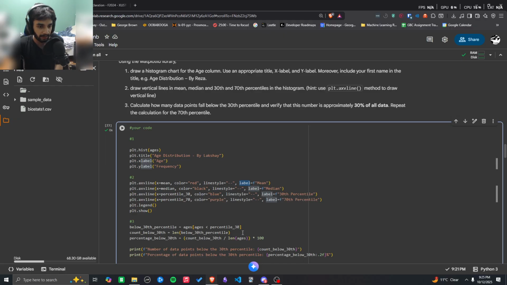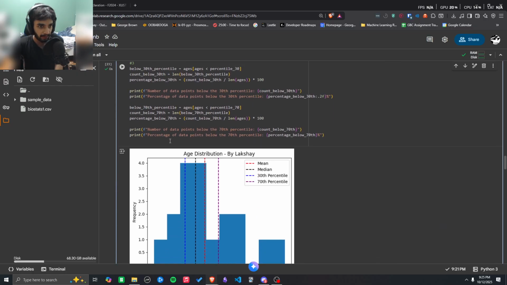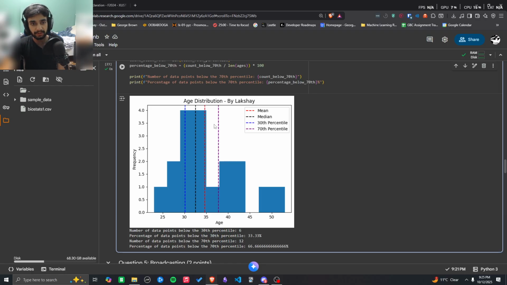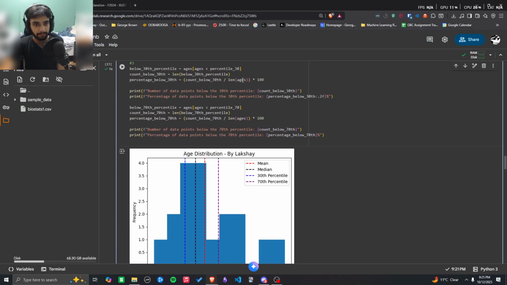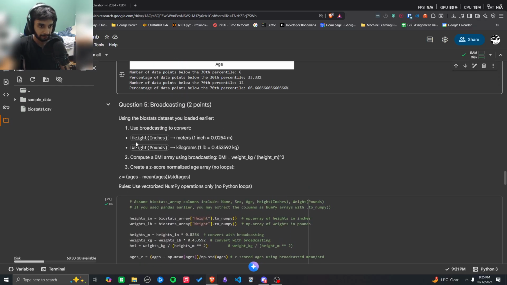We see if it's below our 30th percentile. If it is, we count it, and if it isn't, we don't. Then we do the count divided by the total entries times 100. We get the percentile below 30. We do the same thing for 70, and we get those values over here. And in total, the percentiles should add to 100, and they do. That means we're correct.